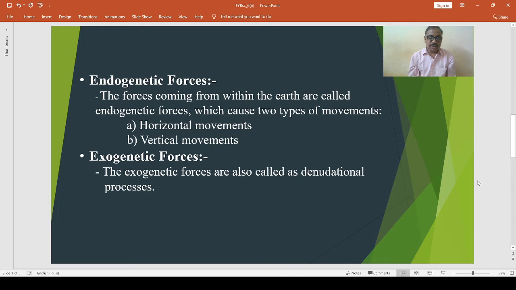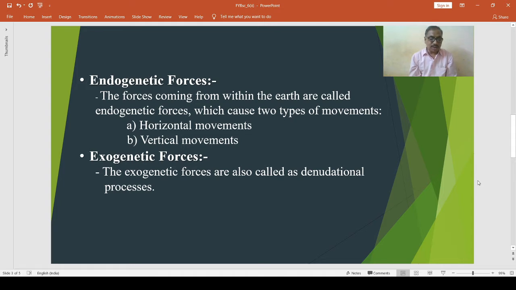For example, long period changes and short period changes. Long period changes occur so slowly and their effects are visible only after a long period of time, that is, formation of plains, plateaus, etc. While other internal forces act suddenly, visible within a short period, like earthquakes and volcanoes.